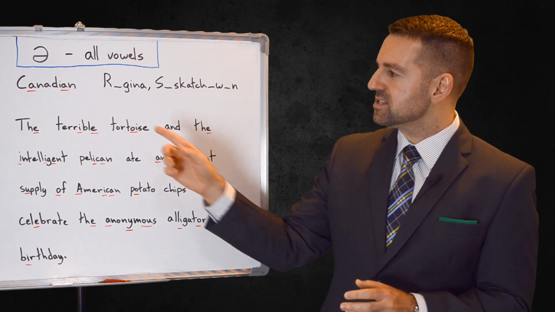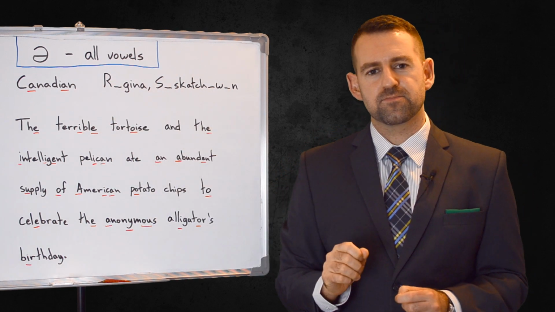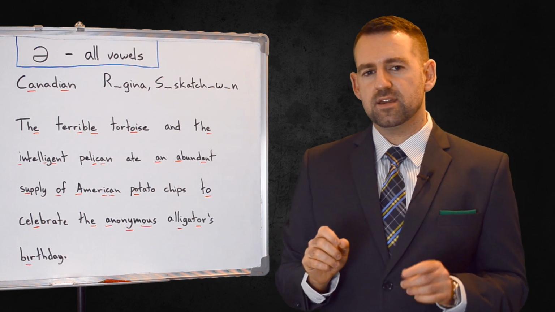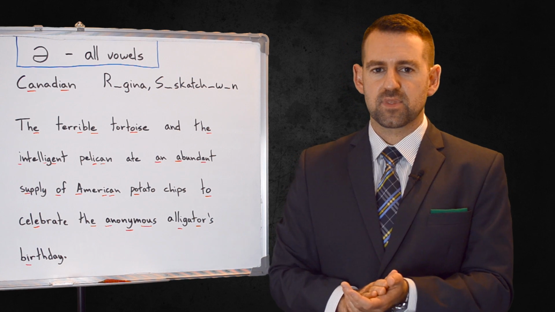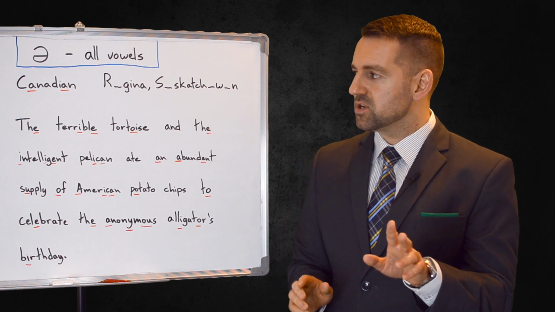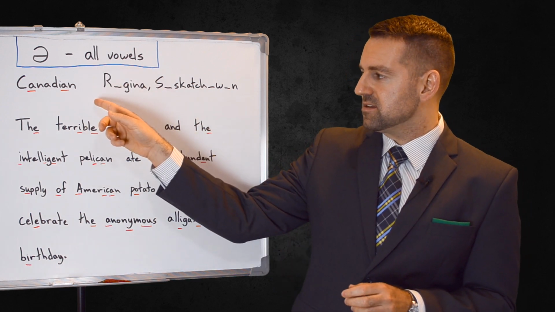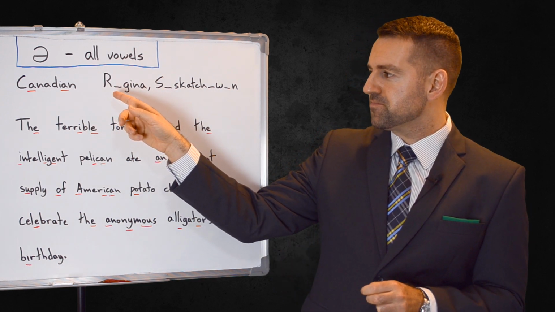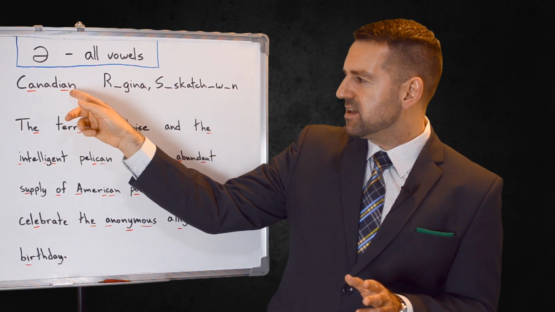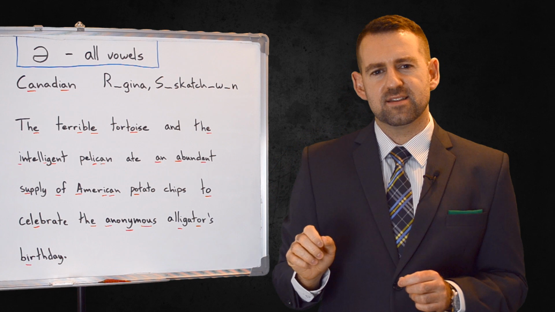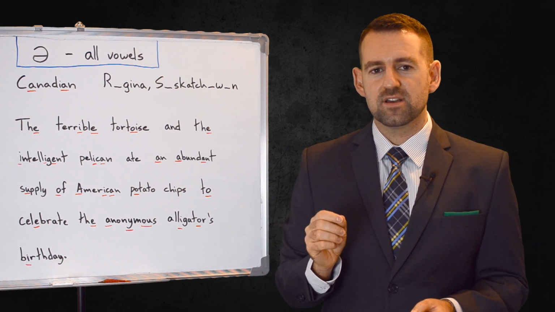Okay, so look at this example here. Canadian. All right, now Canadian has 4 syllables. Okay, and the stress is on the second syllable. Canadian. All right, what happens to this A and this A? They just disappear. Okay, listen very carefully.